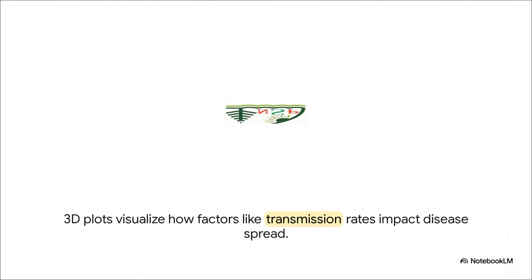Now, I know this 3D plot looks super complex, but the idea behind it is actually pretty straightforward. It shows that if you change, say, the transmission rate on one axis and the hospitalization rate on another, you can see exactly how that combination impacts the overall disease spread. It basically takes a dozen different factors and turns them into one single landscape that you can actually understand.